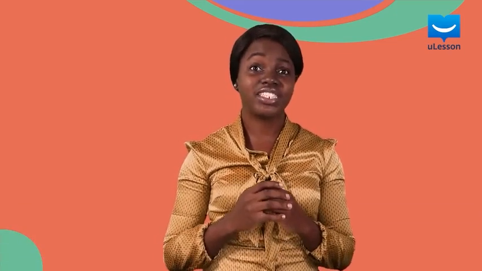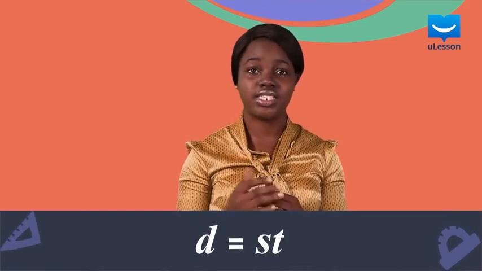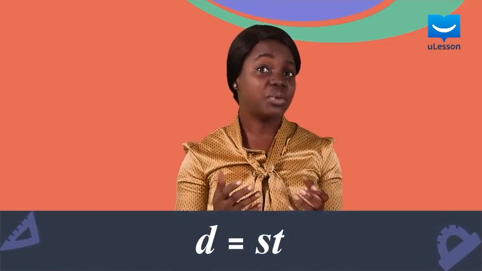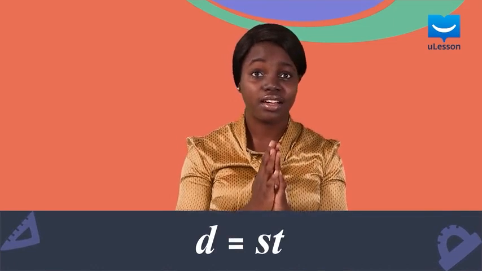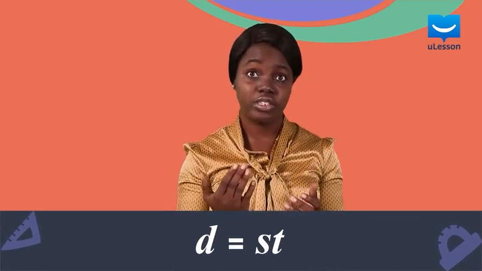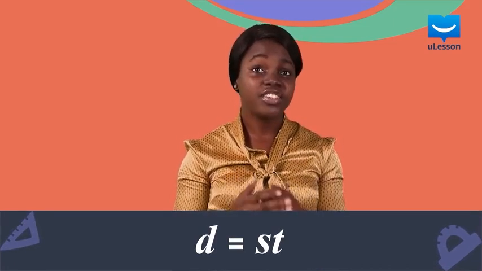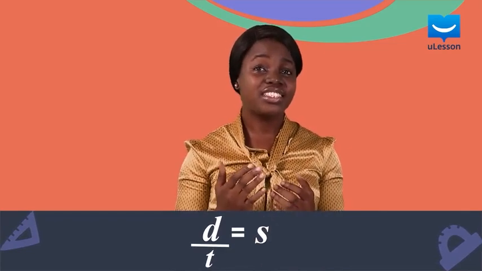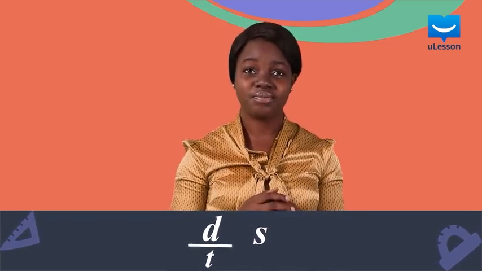Let's proceed to another example that involves division, like the formula d equals st. We want to make s the subject of formula. Since multiplication holds s and t together, we need to apply the opposite of multiplication, which is division. Therefore, we divide both sides by t. Hence, s equals d over t.